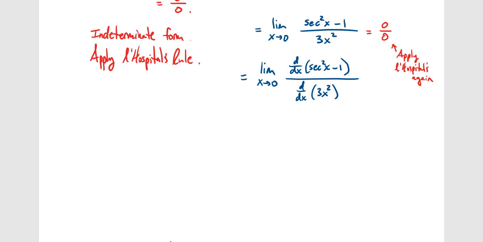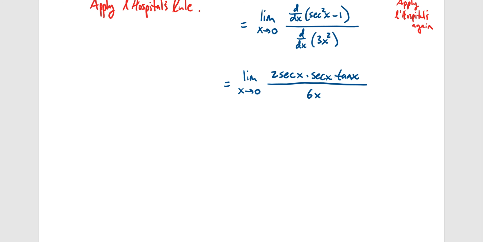So for the derivative of secant squared, that's going to be chain rule. We bring the 2 out front, leave the inside alone, subtract 1 from the exponent, times the derivative of the inside. The derivative of the inside is the derivative of secant, which is secant x times tangent x. Derivative of the denominator is 6x.